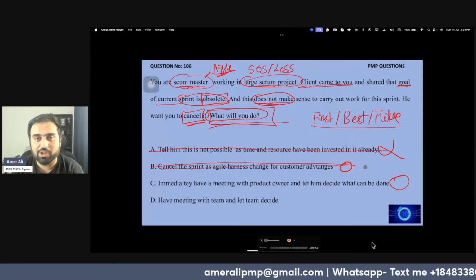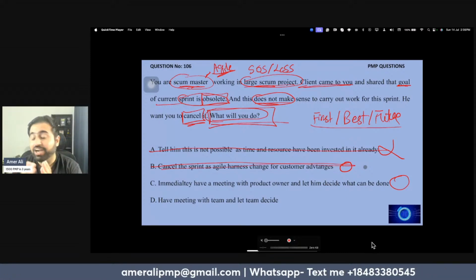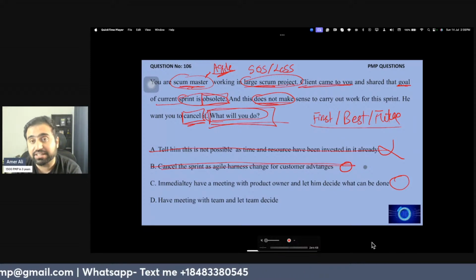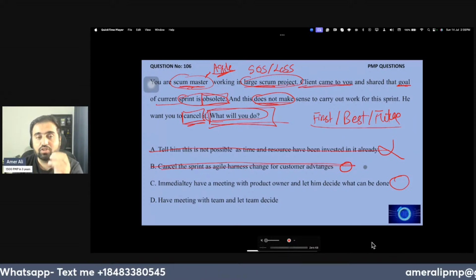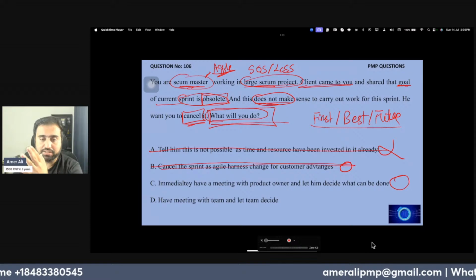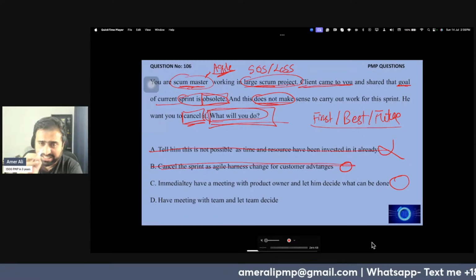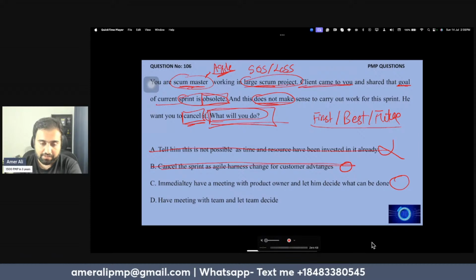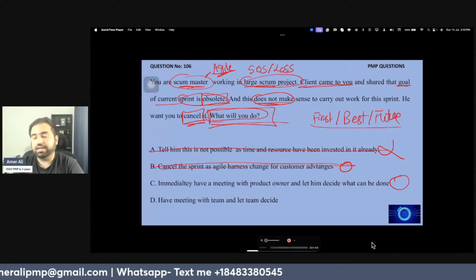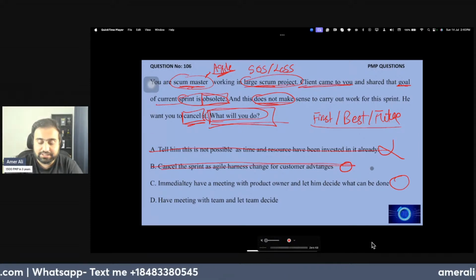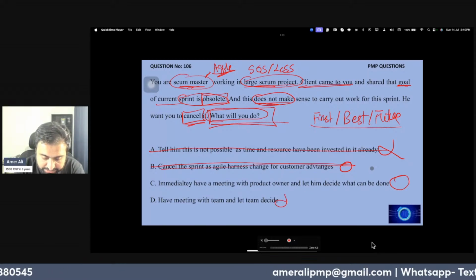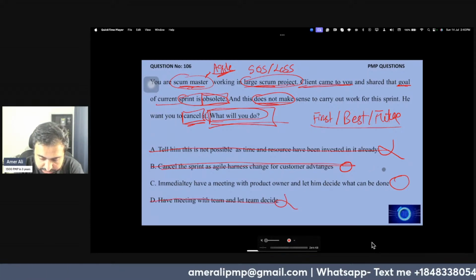It could have been option C or option A. I don't select any answer. I go through every single option. I know C is the right answer, but still I have to read D. Have a meeting with the team? No, it's not the team's decision. It's the product owner's decision. I'm going to eliminate this, and C becomes the right answer.